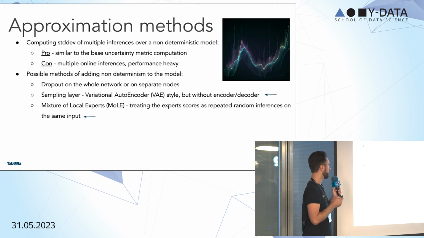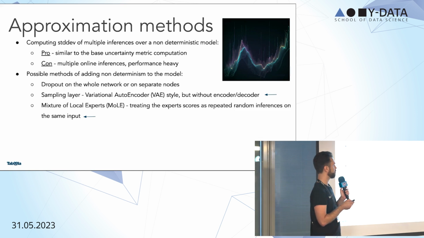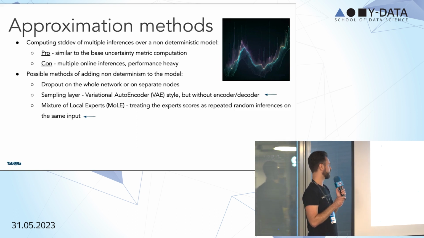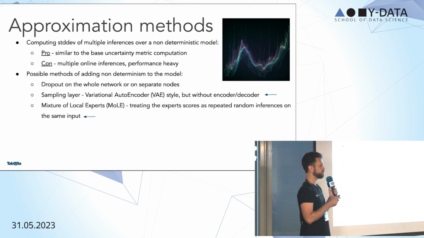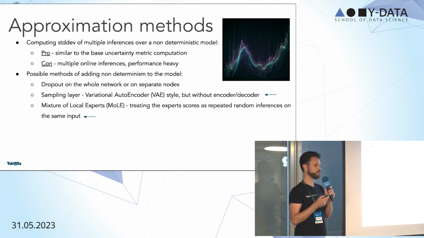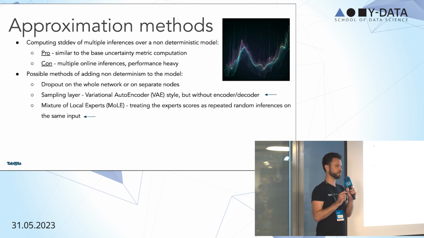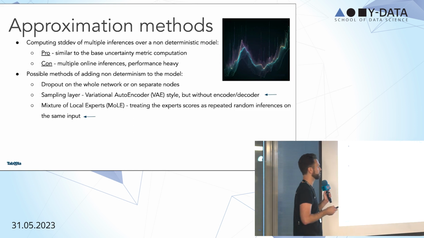Another method is a sampling layer, which is inspired by variational autoencoder, but without an explicit encoder and decoder part. I will go into this at greater length later. And the third method is a mixture of local experts. It's a kind of an ensembling method. So we have multiple models, each of which produces a score over the input. Each one of the models is called an expert, and we treat them as random inferences on the same input. The two methods that we're comparing are the sampling method of variational autoencoder and the mixture of local experts.